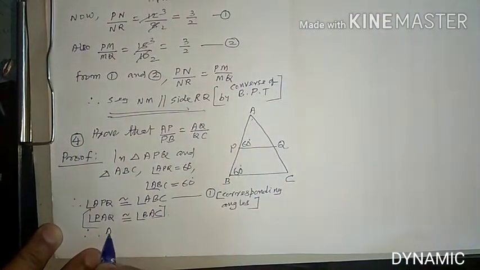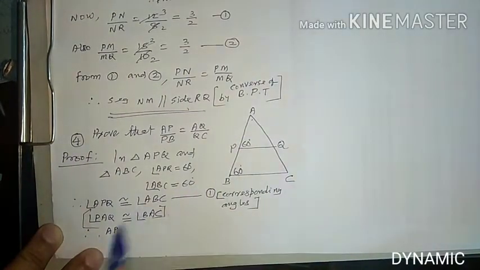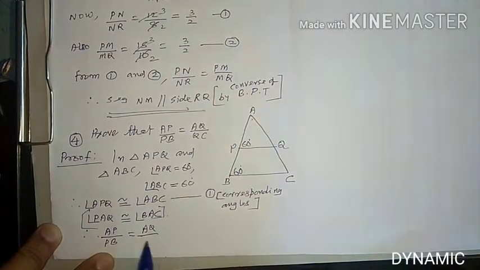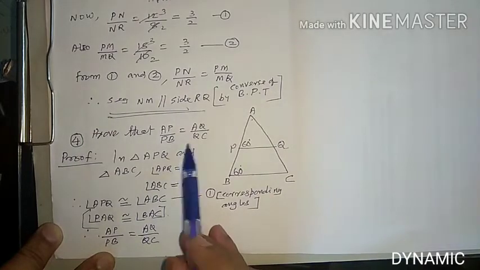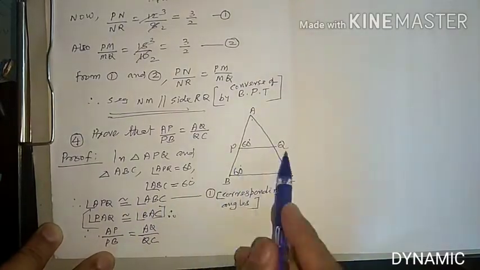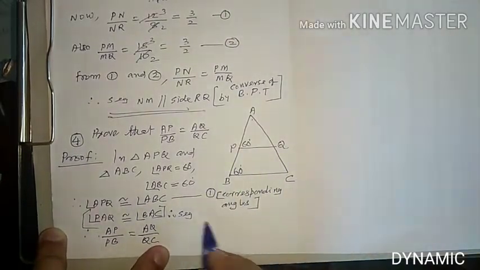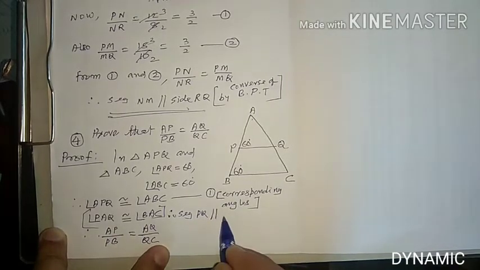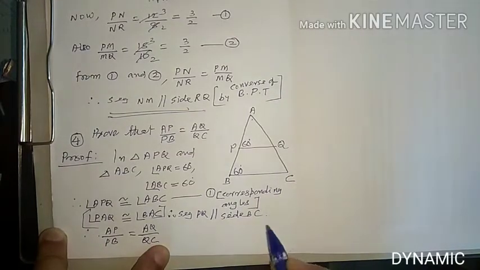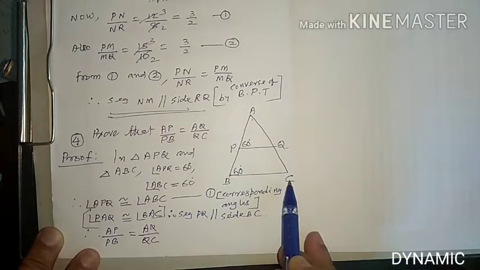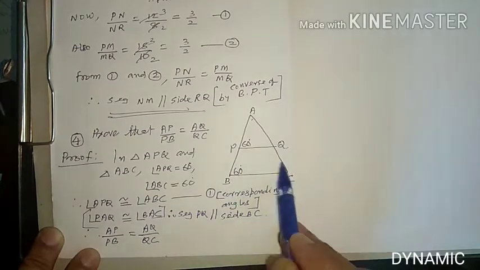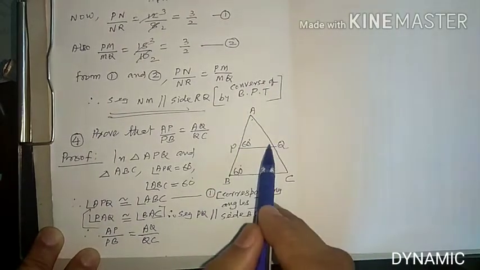Therefore, AP upon PB equal to AQ upon QC. We have to prove that only. If corresponding angles are congruent, segment PQ is parallel to side BC, because of the corresponding angle test. If this side is parallel to BC, then AP upon PB equals AQ upon QC.